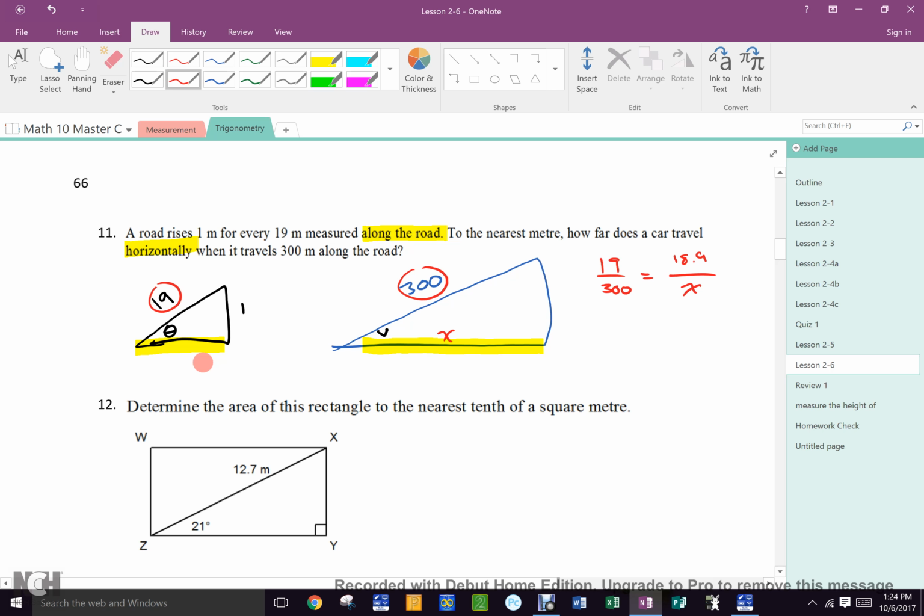Yeah. So Carlos is saying he would rather do shift sine of 1 over 19 to get theta, and then come over here and do cos theta equals x over 300. 300 times this would be the answer. Everybody cool? Okay. Now let's look at the next question.